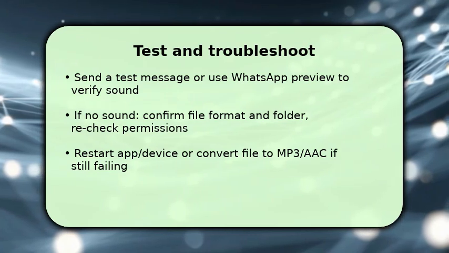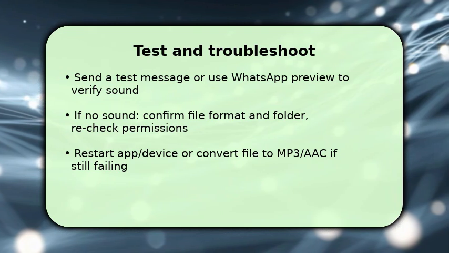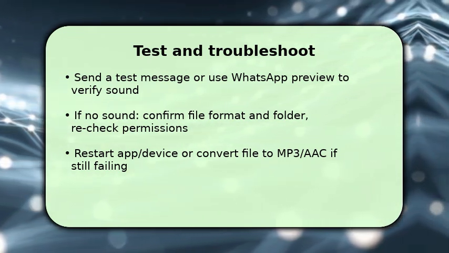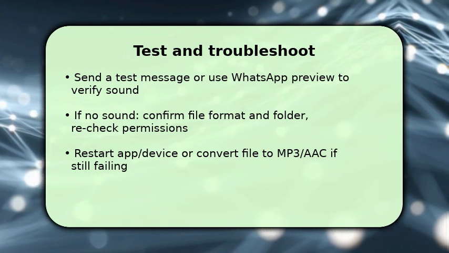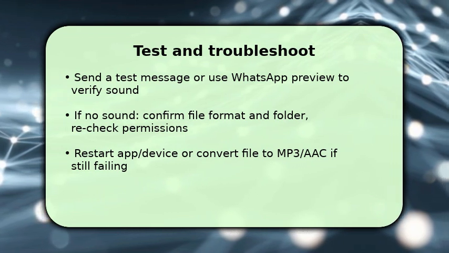You finish by verifying the change with a test message or the preview button, listening for the correct tone. If you don't hear it, make sure Do Not Disturb is off and app permissions still allow media access. Then confirm the file is in notifications or ringtones and is MP3 or AAC format.